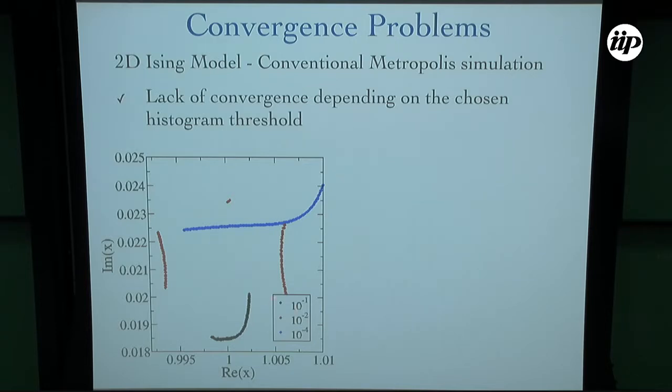So when you look at 10 to the minus 1, it follows this path, and here you have the critical temperature when the real part of the zero is equal to 1. So starting from high temperatures to low temperatures, the dominant zero follows this path in the map, in the complex plane. Here for 10 to the minus 4, you have a well-behaved path.